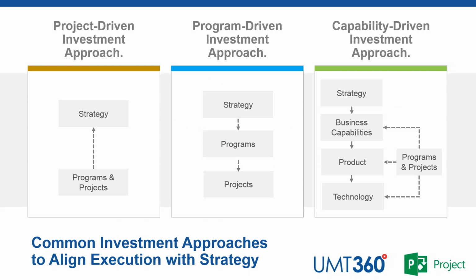So we spend a lot of time over the years working with organizations to develop top-down planning techniques needed to effectively align all execution with strategy. And this is an oversimplification, but there are three techniques that we see commonly being used by organizations: project-driven, program-driven, and capability-driven.